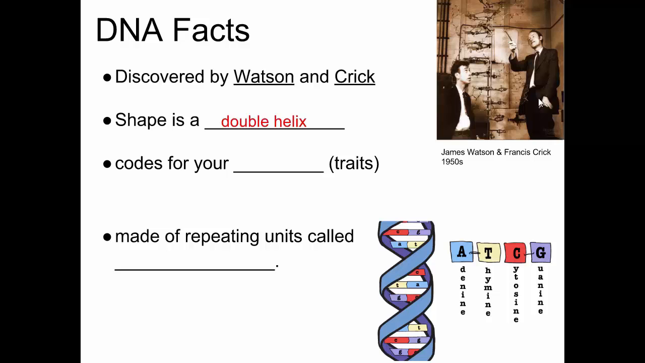The shape is the double helix. And DNA is really just the code for your genes or your traits. So the traits we talked about with pedigrees and Punnett squares, the DNA is that code.